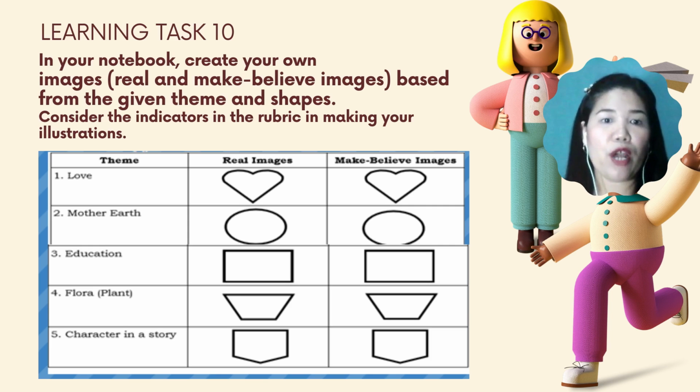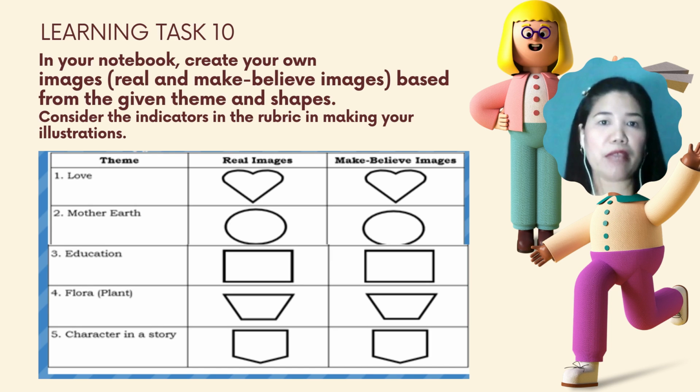And then number 4, we have the flora or plants or flowers. So inside that shape, that trapezoid shape in real image, you will draw a plant that we can see in real image. And also, in the third column, we will draw a plant that we can see in make-believe images.